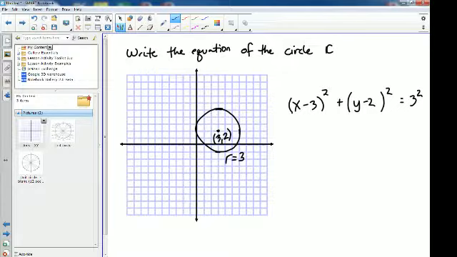That's it? I mean, 3 squared is 9. You can write it if you want. There's your equation for that circle. That's as far as I want you to go. I appreciate that I'm not asking you to take this one step further.